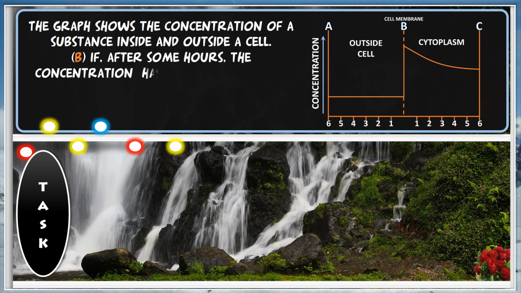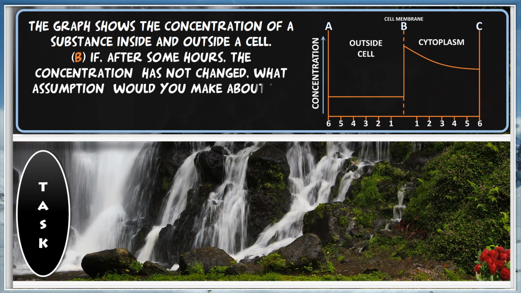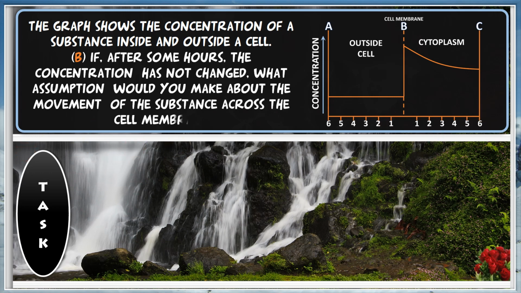The graph shows the concentration of a substance inside and outside the cell. Part B. If after some hours the concentration has not changed, what assumption would you make about the movement of substance across the cell membrane?